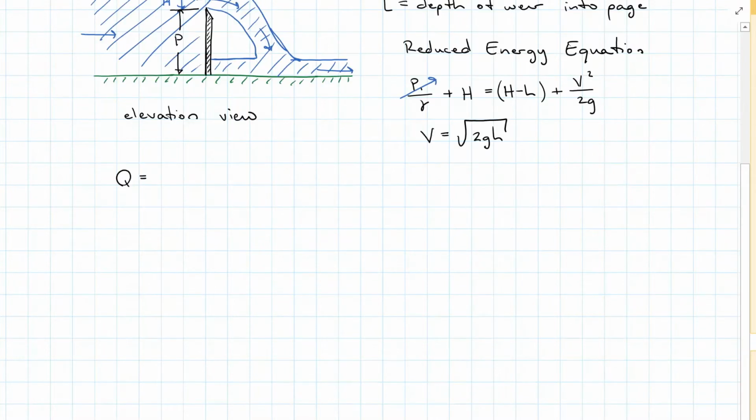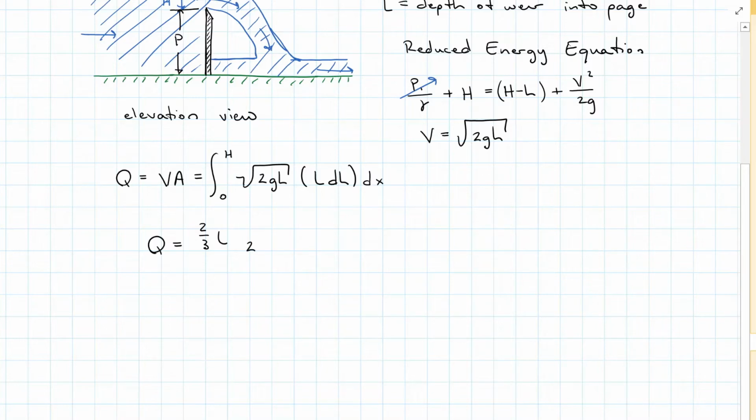that. Our flow rate is equal to velocity times area, so we can integrate that from 0 to h of velocity, square root of 2gh, times length, and then that changing height h. And we'll end up with an ideal flow rate, Q, is equal to 2/3 the length times the square root of 2g times height to the 3/2.